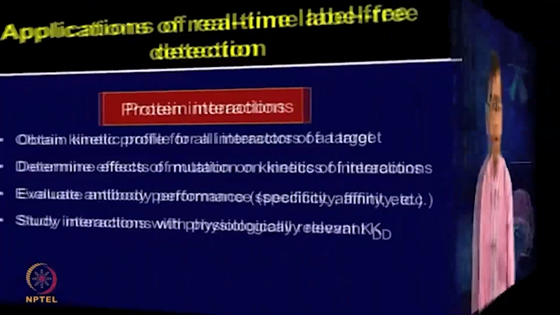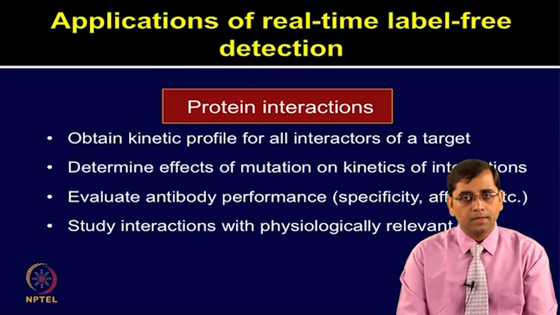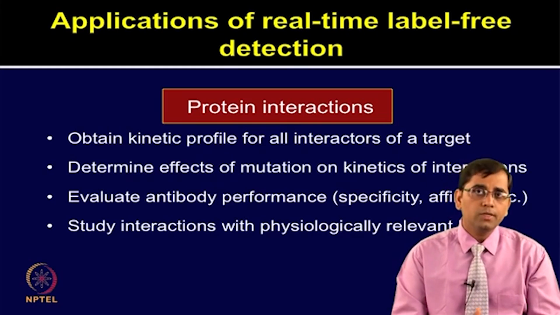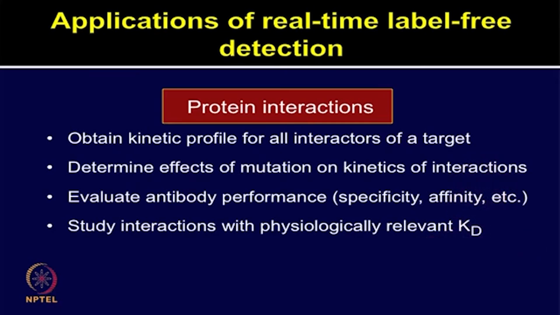There are various applications of label free detection techniques which can measure biomolecular interactions in real time, and the most important application is protein interaction studies. These techniques can obtain kinetic profiles for all biomolecular interactions. In addition, one can also study the effect of protein mutation on the kinetics of protein interactions.